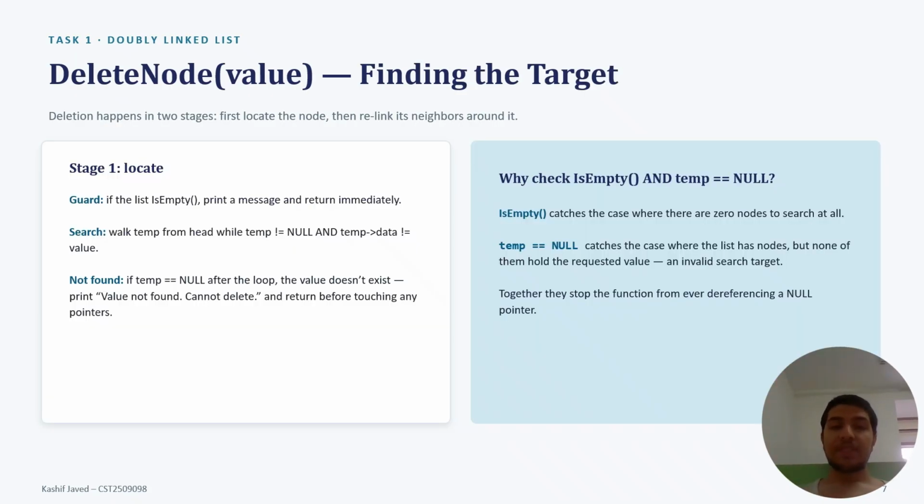Deletion happens in just 2 steps. The first step is just finding the node. I start with the same isEmpty guard as before, then walk a temp pointer through the list while temp isn't null and temp's data doesn't match the value. If that loop finishes and temp is null, then it means that the value was never found. So I print value not found, cannot delete, and return immediately without touching any pointers. This matters because trying to delete a node that doesn't exist should never crash the program.